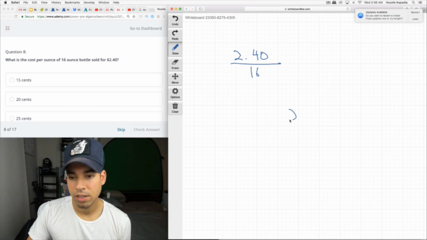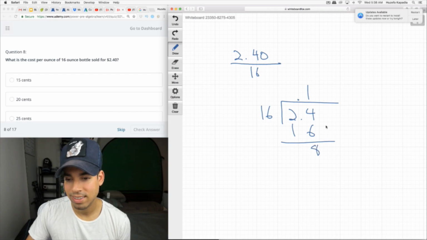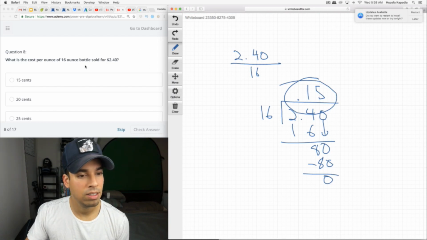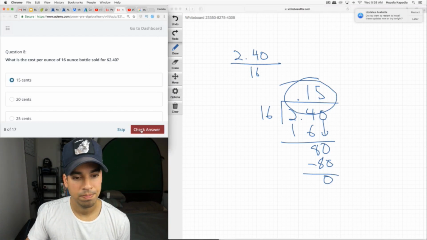So let's actually figure that out down here. 2.4 divided by 16. That is 1 times 16. 24 minus 16 is 8. Bring down the 0. 16 goes into 80 5 times with no remainder. So we've got 15 cents per ounce.